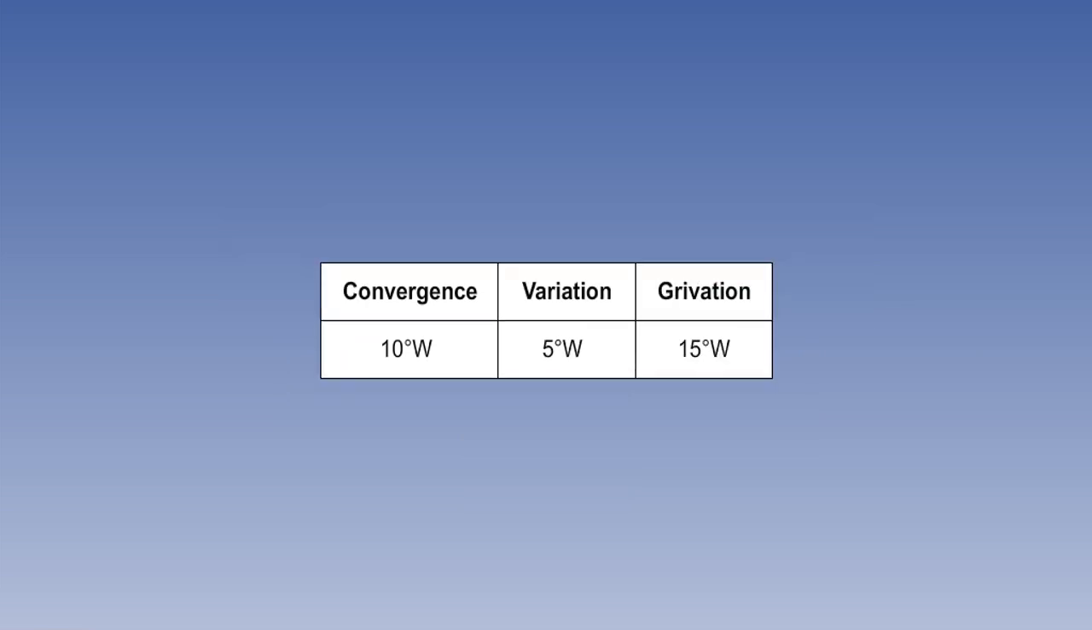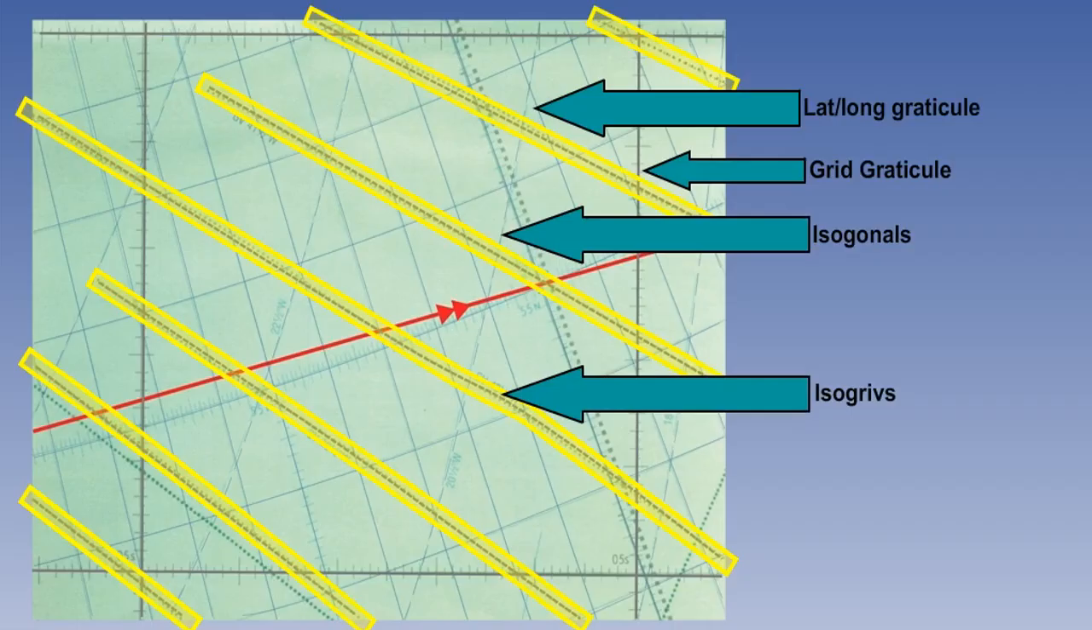For instance, a convergence of 10 west and a variation of 5 west gives us a grivation of 15 west. However, if the convergence were 10 west and the variation were 18 east, the grivation is 8 east. Printed grid charts have the grivation pre-calculated by the publisher and printed on the chart. Lines on a chart joining places of equal grivation are called isogrids.